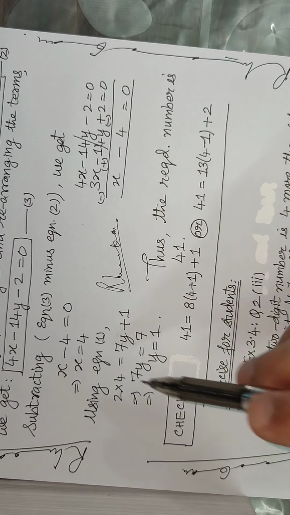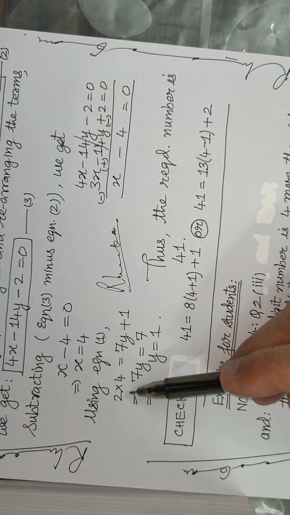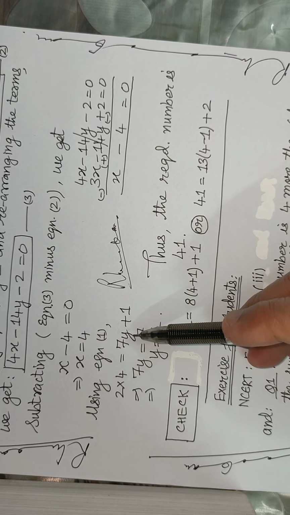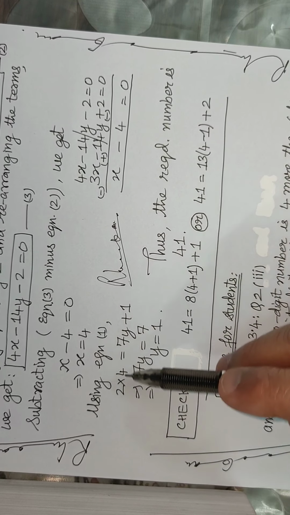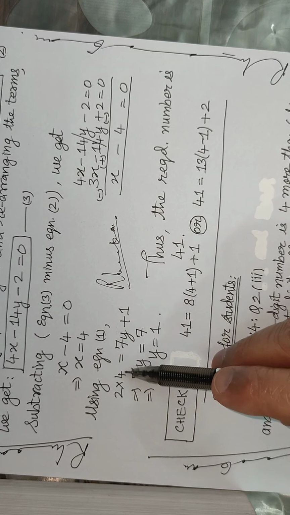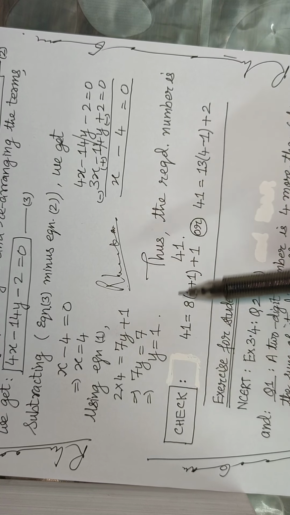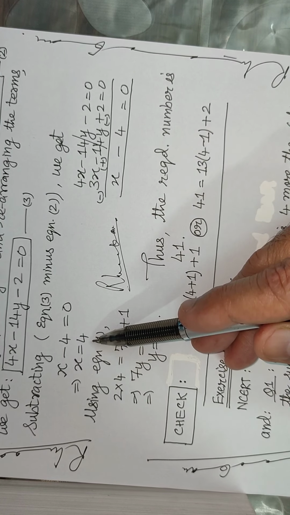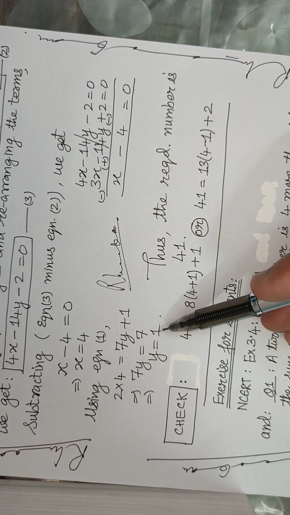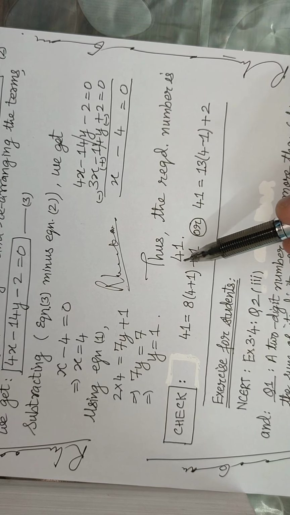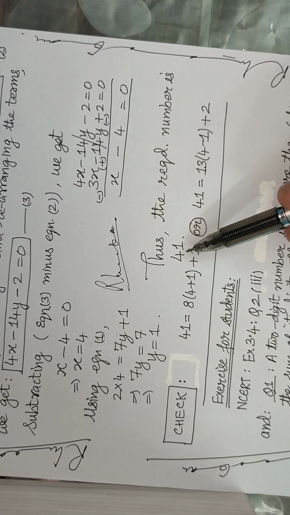Using equation 1, 2 times x equal to 7y plus 1. So I get 7y equal to 8 minus 1, which is 7. So I get y equal to 1. So I have the value of x as 4 and the value of y as 1. So the required number becomes xy, that is 4, 1, 41.